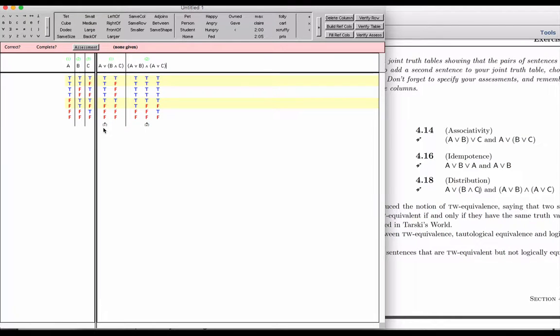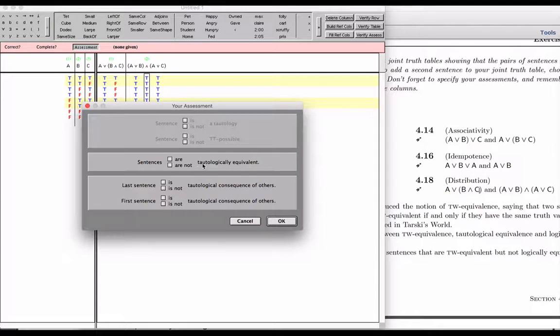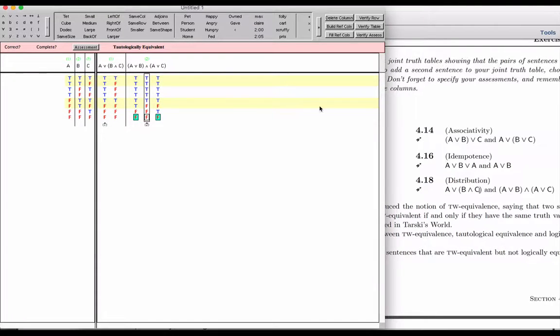Okay, so you've got a lot of T's and F's to look at. Fortunately, we've got Boole to remind us which is our main connective for each of the sentences. And we see that 5 out of the 8 rows are true, and the remaining 3 rows are false. So the sentences are tautologically equivalent, and we'll verify, and we get a check mark.